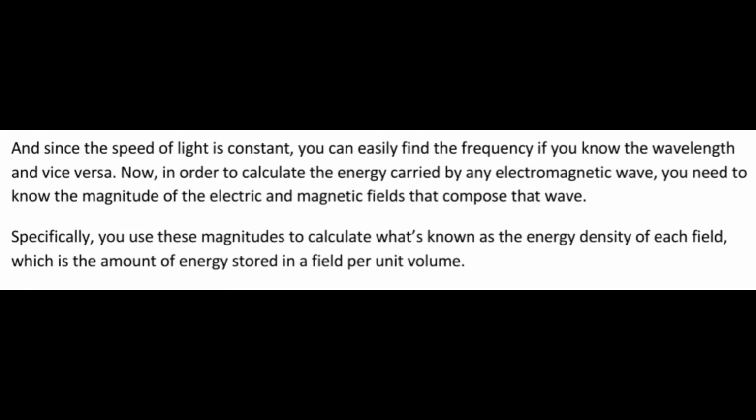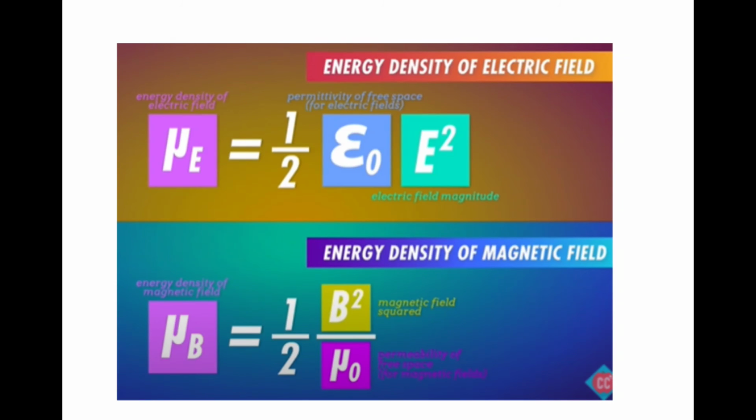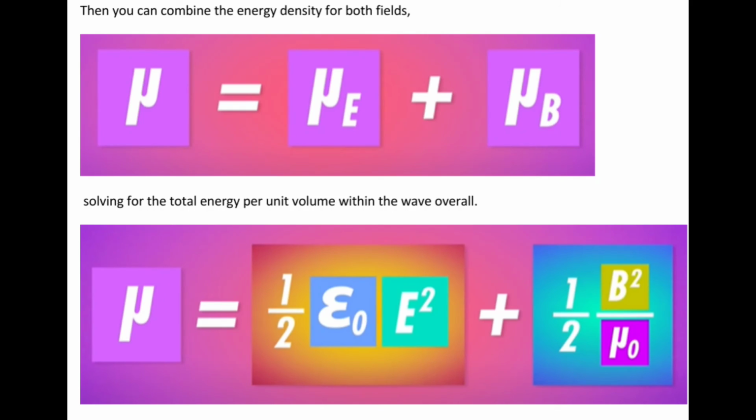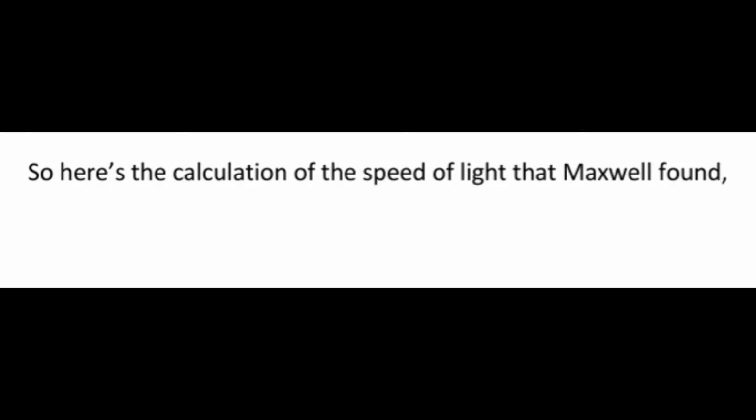Now, in order to calculate the energy carried by an electromagnetic wave, you need to know the magnitude of the electric and magnetic fields that compose that wave. Specifically, you use these magnitudes to calculate what's known as the energy density of each field, which is the amount of energy stored in a field per unit volume. Then you combine the energy density for both fields, solving for the total energy per unit volume within the wave overall. So here's the calculation of the speed of light that Maxwell found.